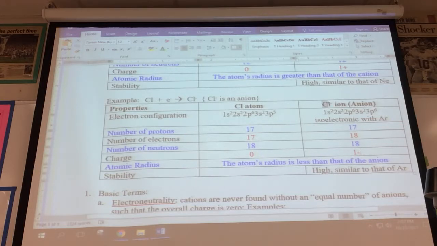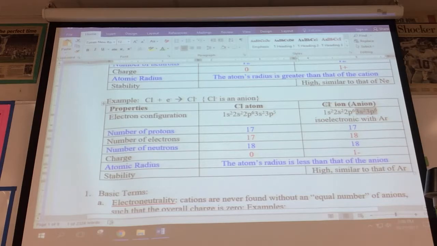Now the radius of the anion is larger than the corresponding atom because it's gained an electron without a change in the number of protons. So you have the same number of protons acting on an additional electron. You also get electron-electron repulsion in that third shell, and that ion's radius is larger. And why would the stability of the ion be greater than that of the corresponding atom? How many electrons are in the outermost shell of the ion? 8. So that's that octet of electrons.